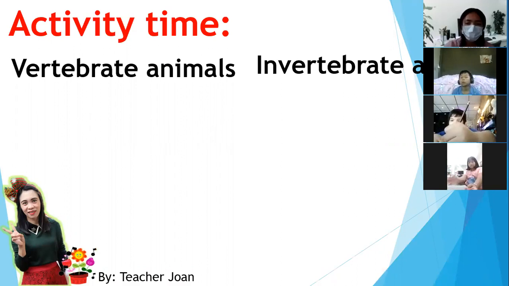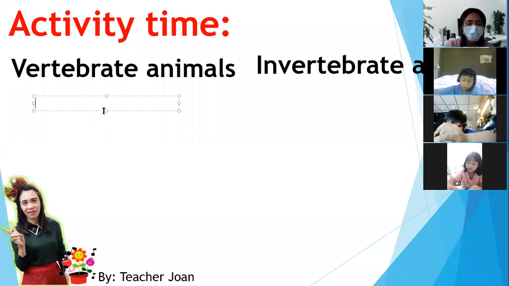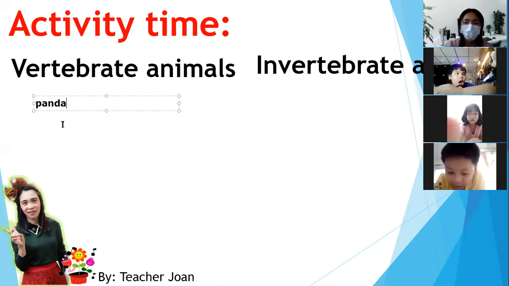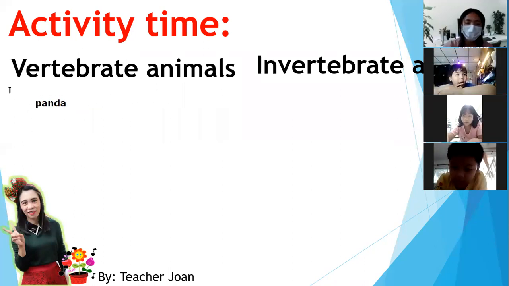Okay, we have this one: vertebrate animals and invertebrate animals. Are you ready to answer? The first one, we have panda. Where can we write panda? Vertebrates or invertebrates? Panda. Vertebrate. Okay, very good. Can you write it already on your worksheet now? Number one is panda. Okay, next, number two.